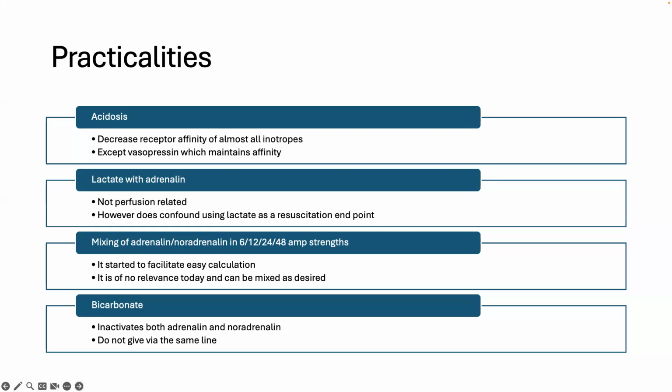And then bicarbonate inactivates both adrenaline and noradrenaline. Please make sure that when you run inotropes in patients, you do not share the inotropes with a bicarbonate infusion on the same port of the central line, because then you would just be giving saline or dextrose water, depending on how you've mixed the medication. So it's important that you don't mix bicarbonate with any of these drugs.